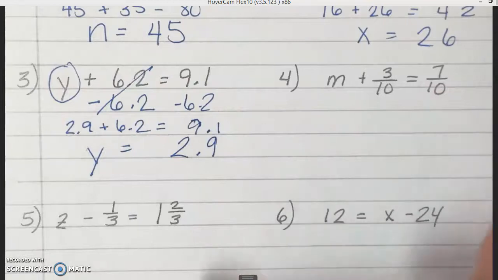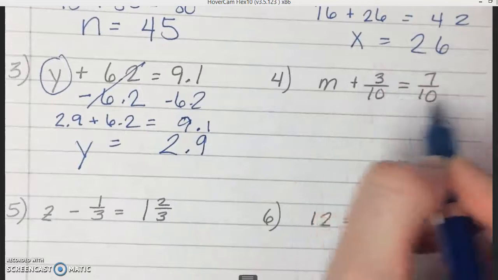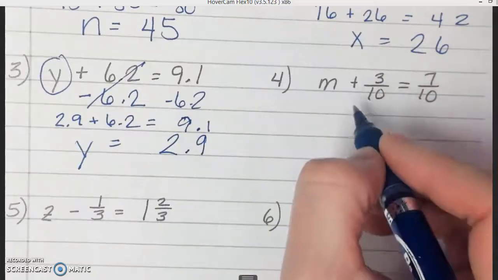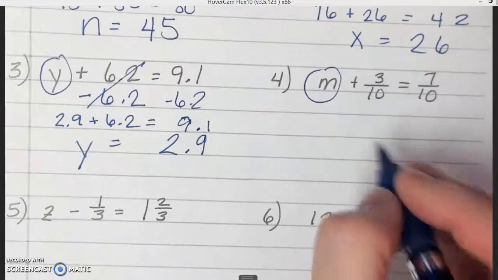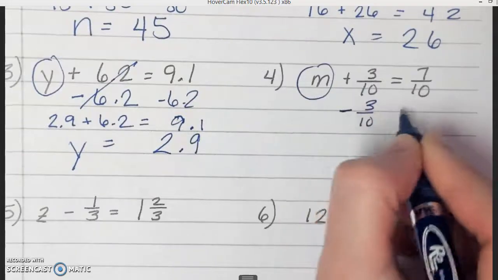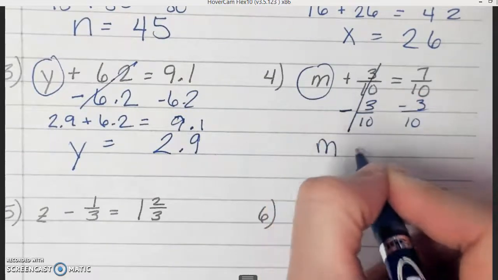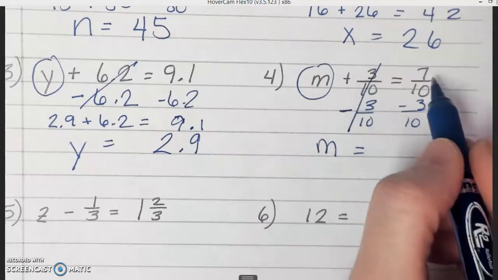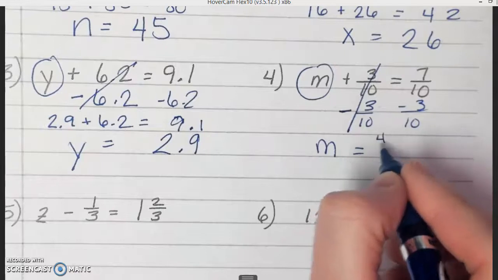Alright, moving on to number 4. So the nice thing about number 4 is we already have a common denominator. So I need to get m by itself, so what am I going to do to each side? Subtract 3/10 from each side. So that means these cancel out and leave me with m. And over here, 7/10 minus 3/10 is going to give me 4/10.